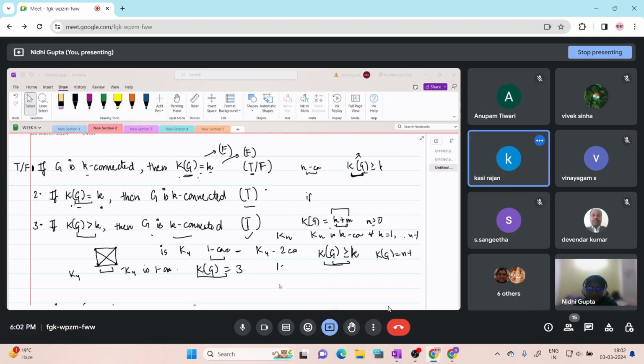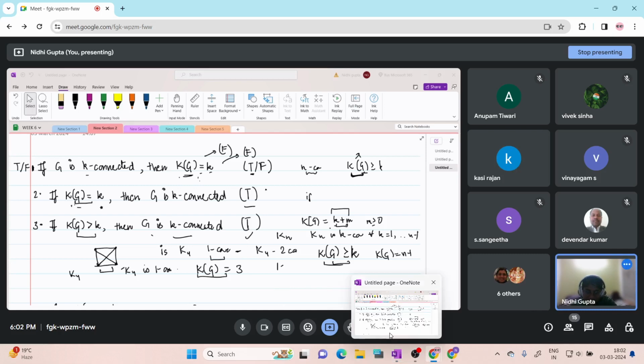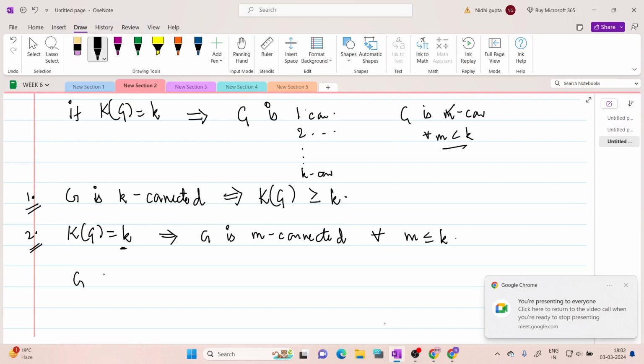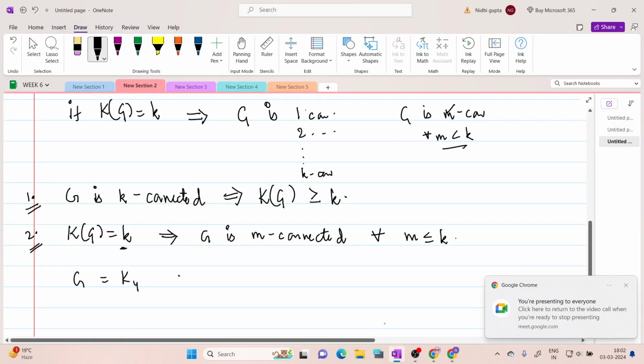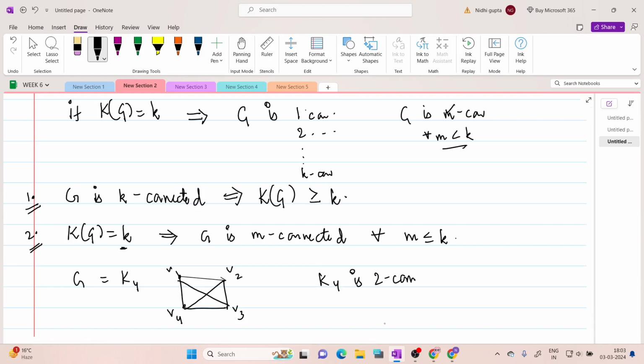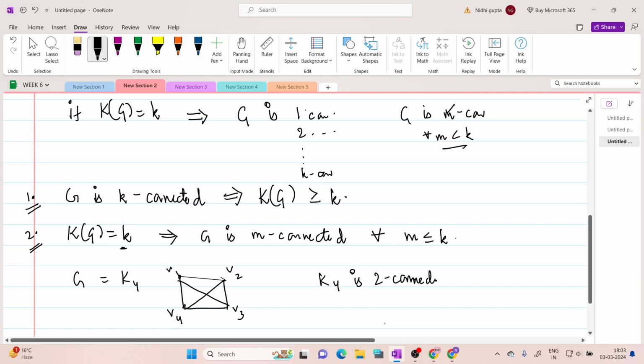Ma'am, why is the first one false, you are saying? Yes, ma'am. So if I take my G to be K4, with vertices V1, V2, V3, V4, then I can say that K4 is 2 connected, right? So in particular, I am taking k equal to 2.